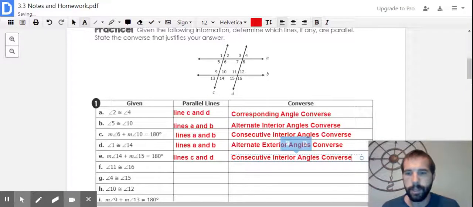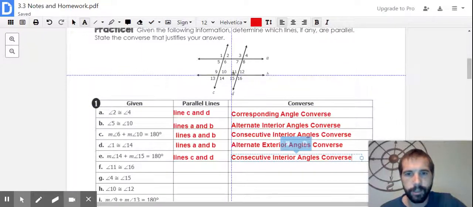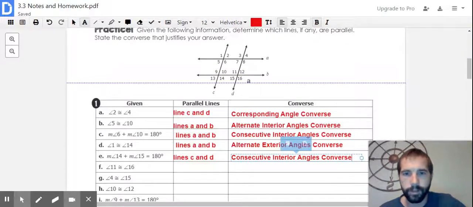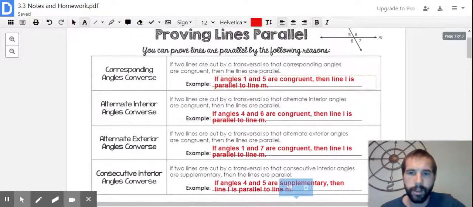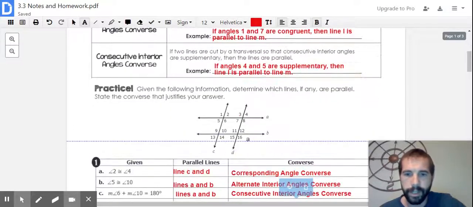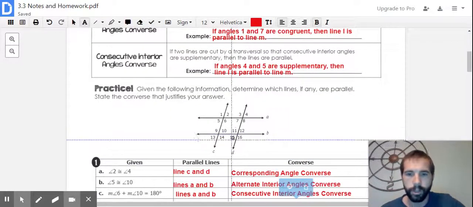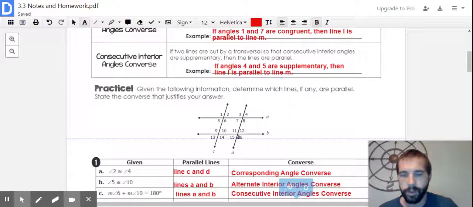Okay, next one would be 11 and 16 are congruent. So let's find those two. 11 and 16 are vertical angles. So if we go back up to the top, is there a vertical angles converse? Well, no, because vertical angles are within just two lines intersecting, and that has nothing to do with transversals, or with making lines parallel.